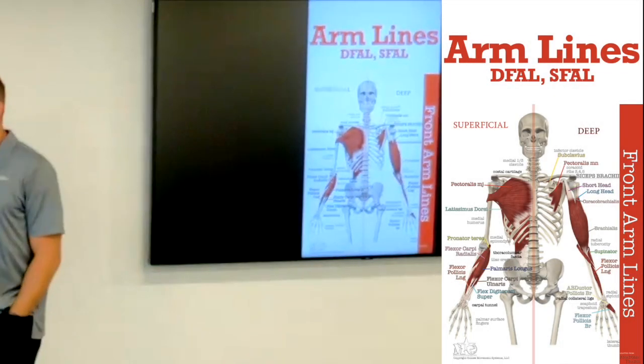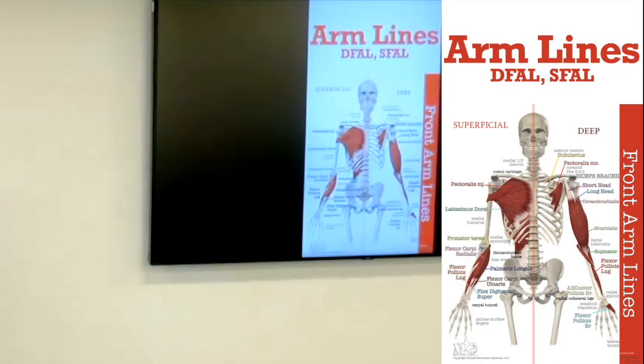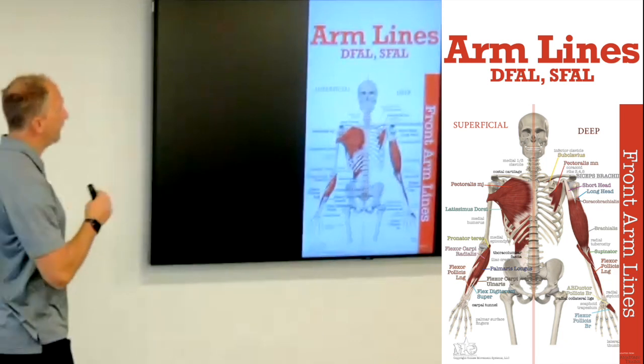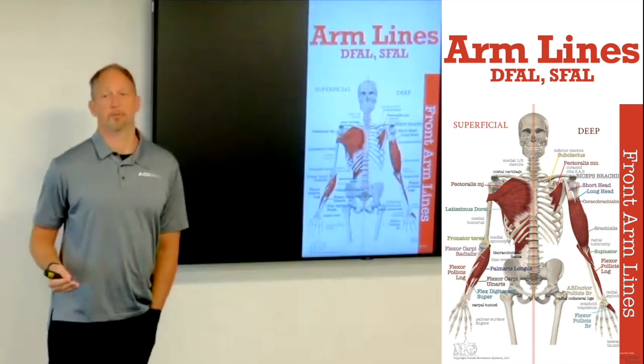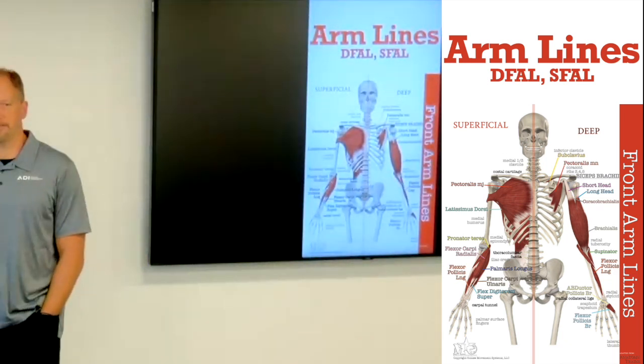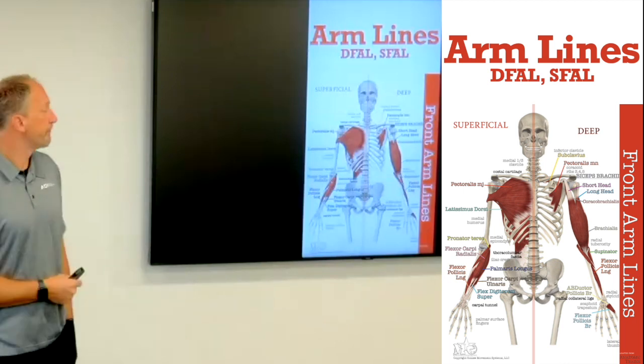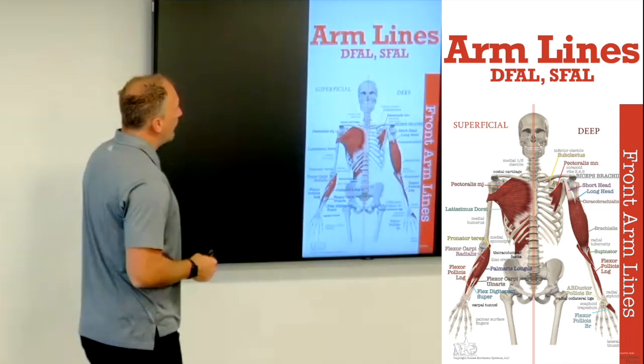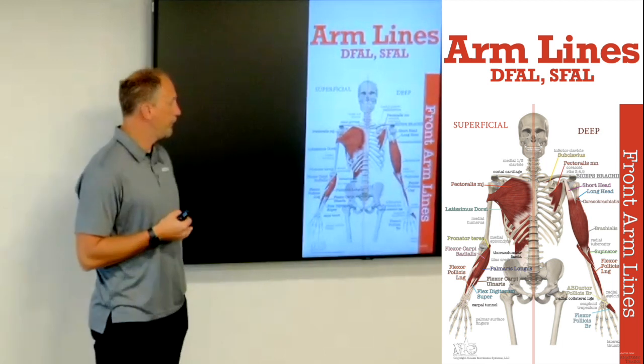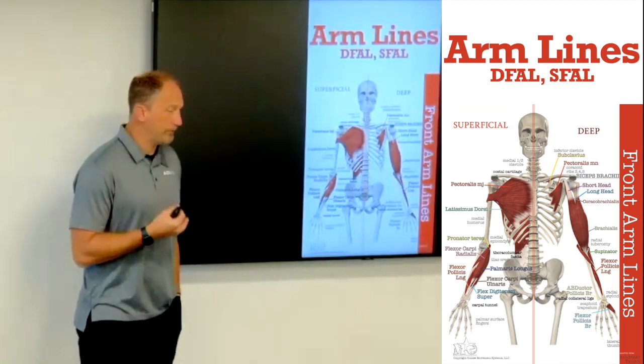So with both the front arm lines and the back arm lines, each are separated into superficial and deep. Superficial, or closer to the surface; deep, or deep.